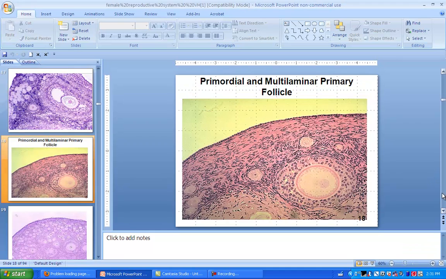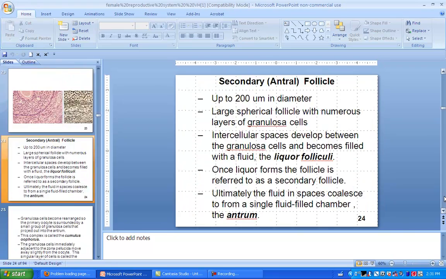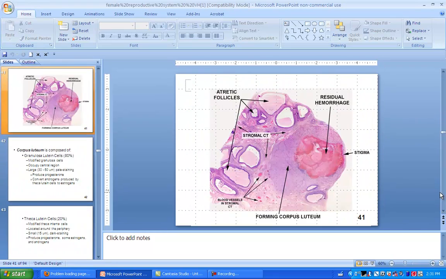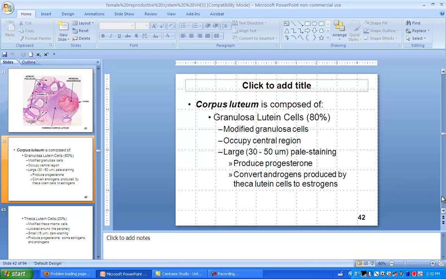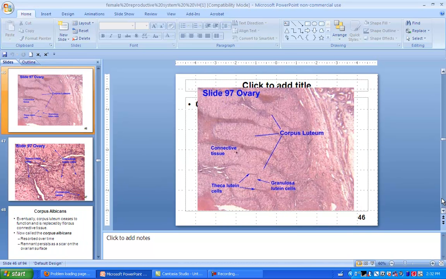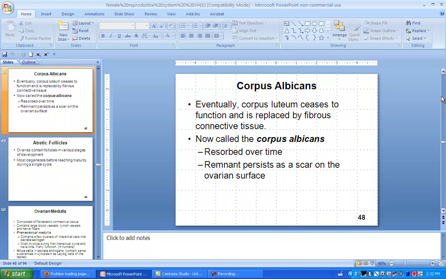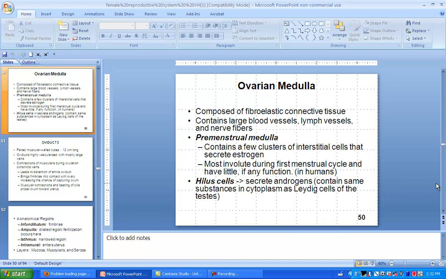So we left off with the discussion, I ended with the corpus luteum. Again, remember that, and then we did talk about the corpus albicans and the atretic follicles.